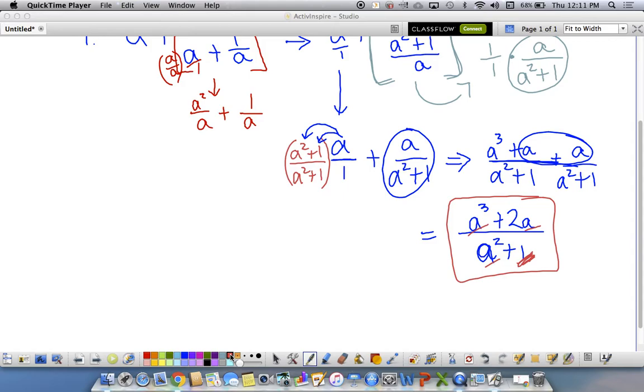Now, what would have been great if that one was an A? Then there's an A in every term, and you can reduce by an A, and that's it. But there wasn't, so you can't reduce. It's all over.